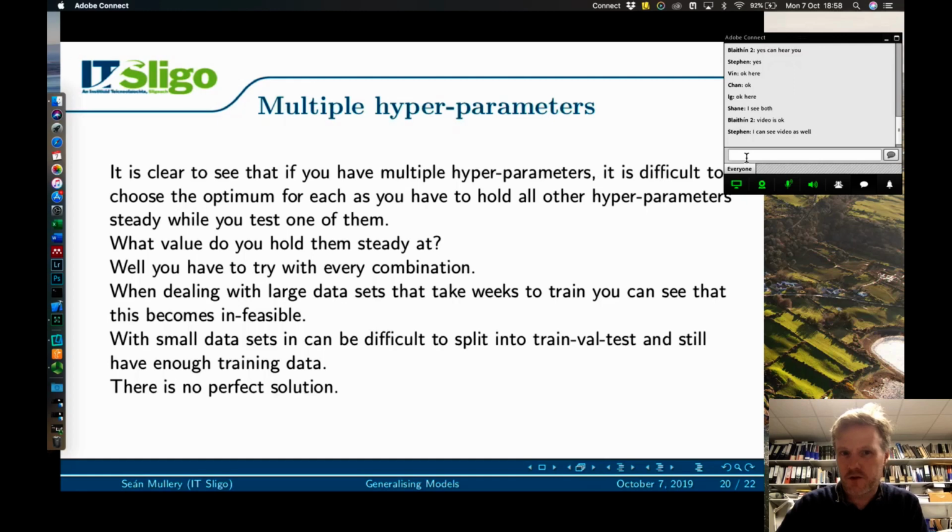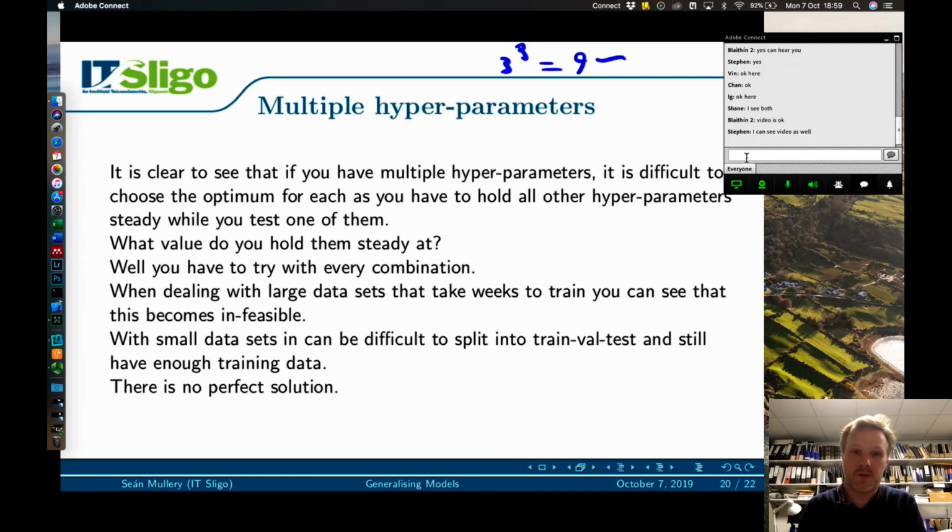Well, what you have to try and do is try every combination. Try every combination of each one and hold it steady at each of those values while you train all the others. So if you've got three hyperparameters, you're going to have 3 to the power 3, or 9, different trainings to do, and in each case you have to vary those hyperparameters. So you're going to have to multiply by 9 whatever many you were going to do.